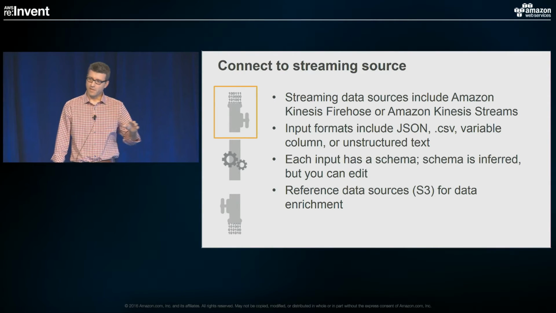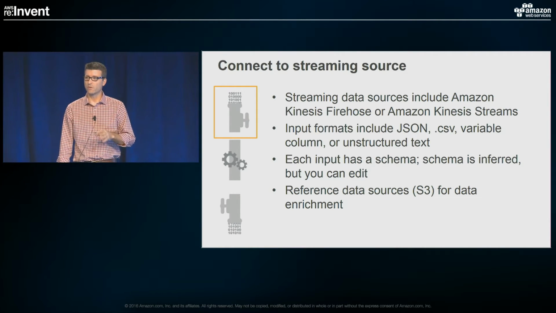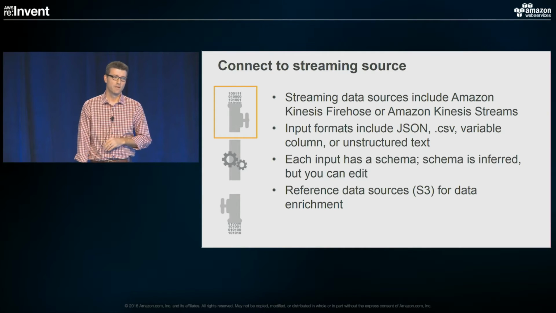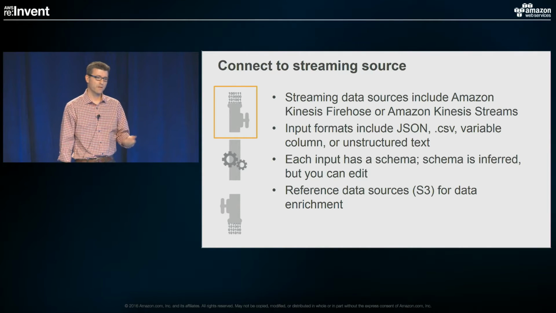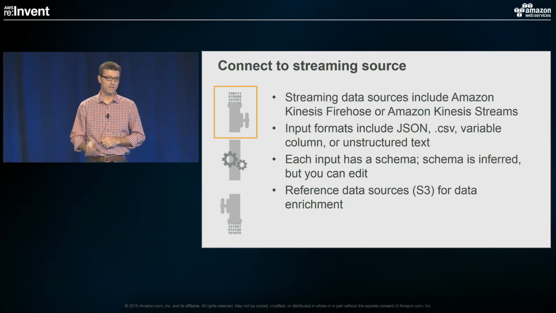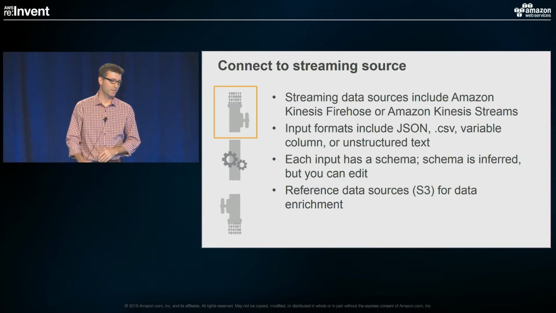So if data is streaming in, if you already have a Kinesis Stream or a Kinesis Firehose, you can today go and create a Kinesis Analytics app and start processing and analyzing that data in real time. If you don't, you can create a Kinesis Stream or Firehose, and Kinesis Analytics can process that. But those are your two input choices. The input types that Kinesis Analytics supports are JSON, CSV, or unstructured text. And we can talk a little bit about that as well.